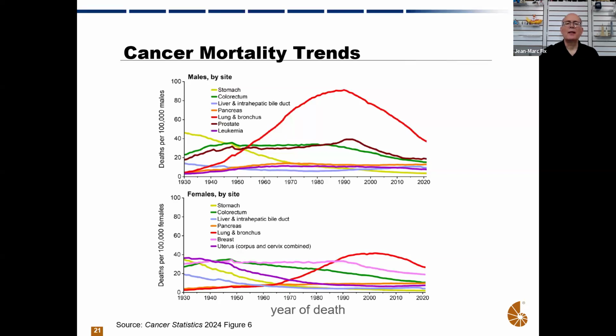Excuse me, when I said prostate, the red line is really lung and bronchus. Prostate is the middle line, which will bump into it. The big reason for lung cancer going up and down is the increased prevalence of smoking. So that's how much impact smoking has had on cancer mortality over the years. So that's a primary driver of total cancer mortality.